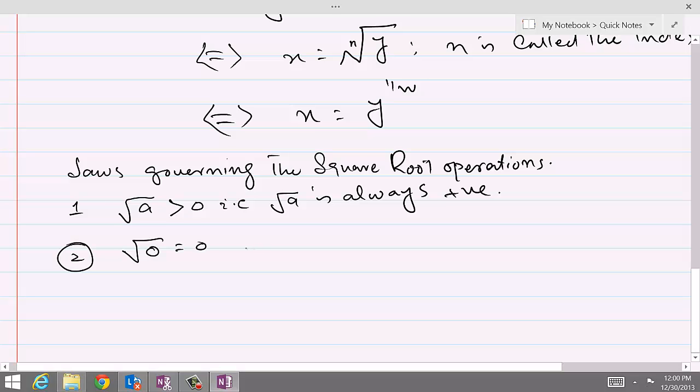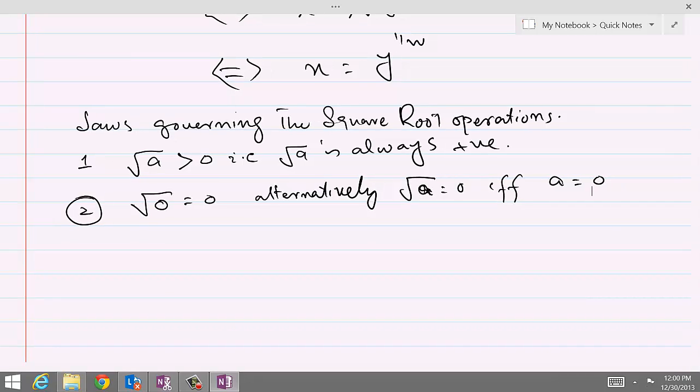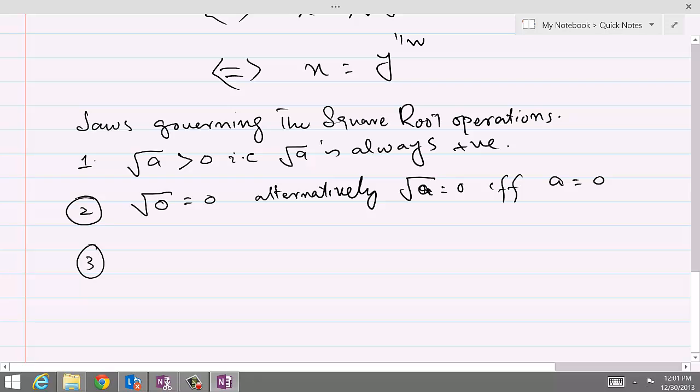In other words, I can write alternatively, under root a is equal to 0 if and only if a is equal to 0. The only number whose square root is equal to 0 is 0 itself. And third is this, that if you have under root a squared, it means under root a times under root a, and this will be equal to a itself.